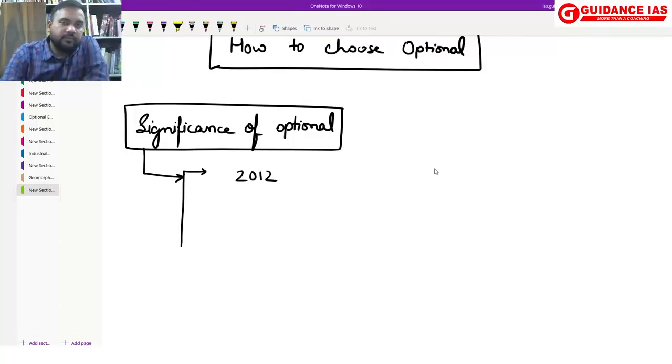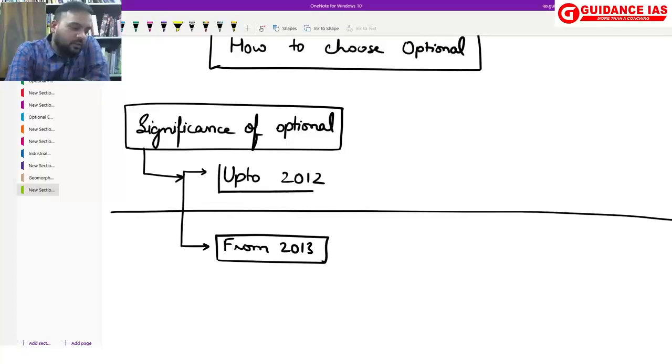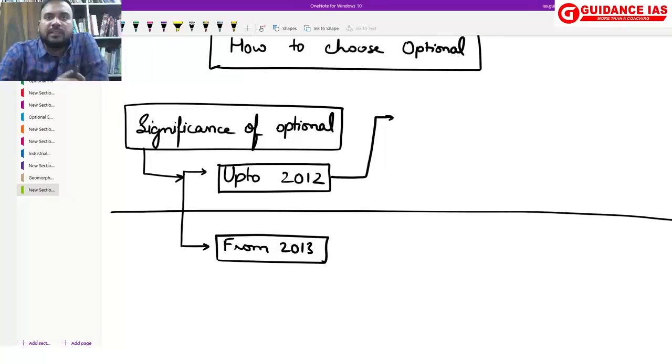up to 2012, and the second era is from 2013. So up to 2012, if you talk about the significance of the optional, it was hugely significant, hugely significant.